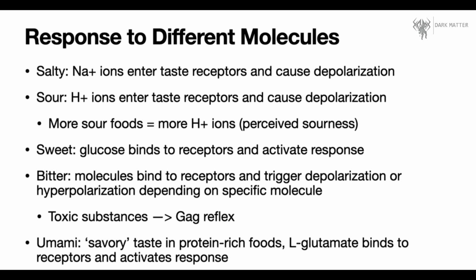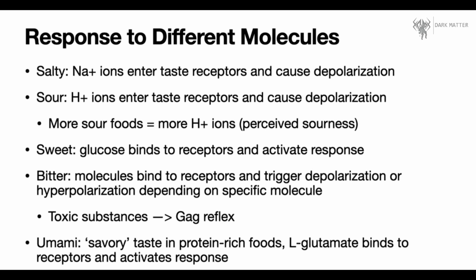The same happens with sour foods that are rich in hydrogen ions. They also enter the cells and cause depolarization, and the more concentrated the hydrogen ions are in a certain food, then the higher the perceived sourness of the food. So we can detect a difference between vinegar versus some sour vegetables, for example.